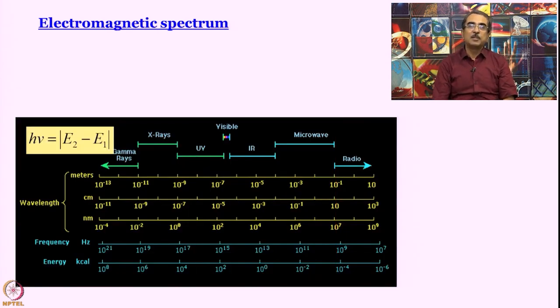Now, when you do spectroscopy, the most important relationship is this: h nu equal to E2 minus E1. This is called the Bohr resonance condition, and this has to be fulfilled for light to be absorbed. Energy of a photon must match some energy gap in the molecule. E1 and E2 are the energies of two stationary states in the molecule.